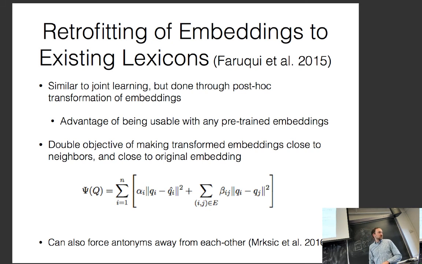You can also use this to force antonyms to be away from each other. So one problem is that antonyms and synonyms tend to be very distributionally similar, so they get confused in word embeddings, and it's as simple as adding another objective for this. So is it to make the embeddings that are synonyms close to each other and the antonyms far away from each other? Yeah, basically. So you want to increase the distance between the antonyms and decrease the distance between the synonyms.